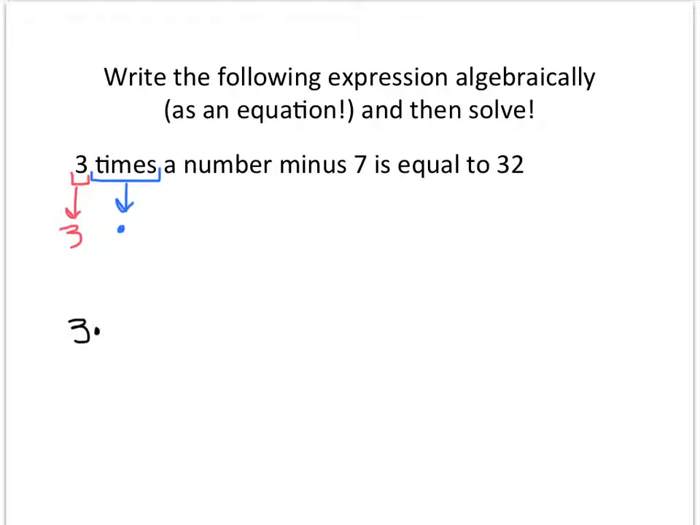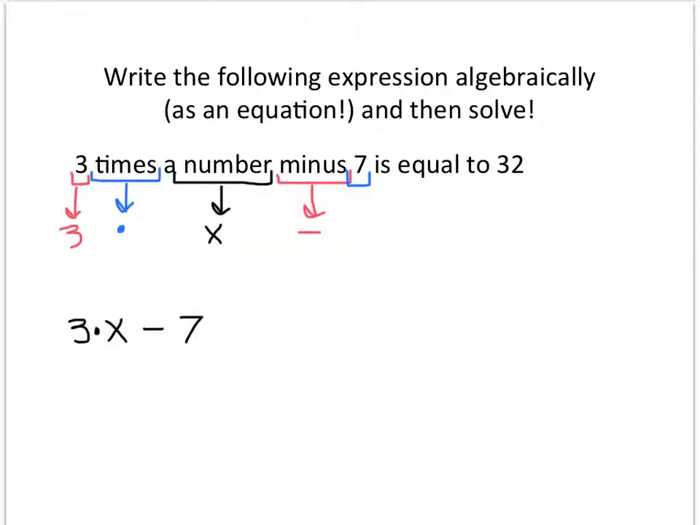A number is our next key phrase, which we can assume is a variable. So 3 times a variable. Still more coming though. Minus, this implies subtraction, so I'm going to write 3x minus. Well, what am I taking away? It's the 7. So 3 times x minus 7.